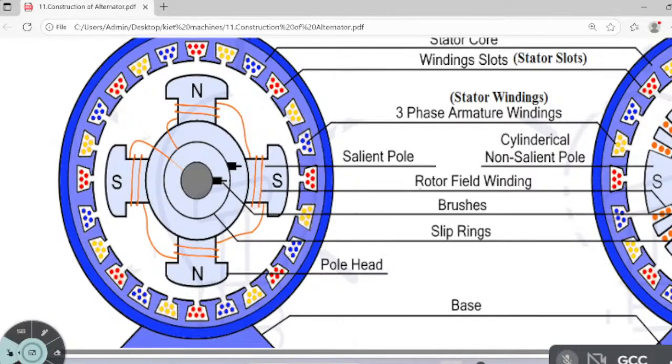What is the function of slip rings here in the alternator?